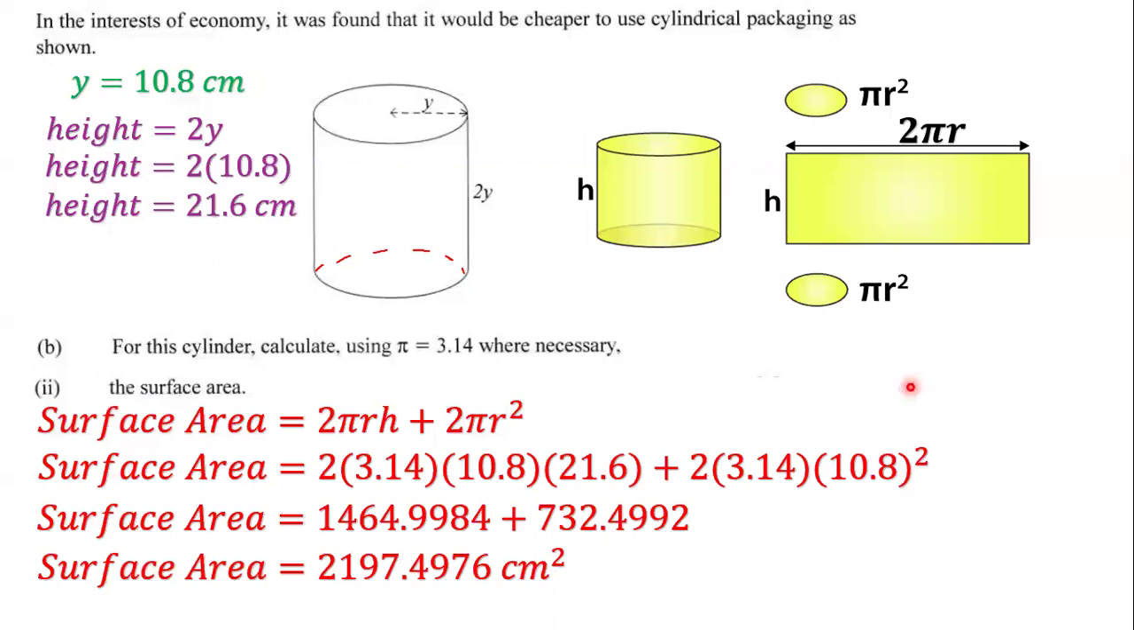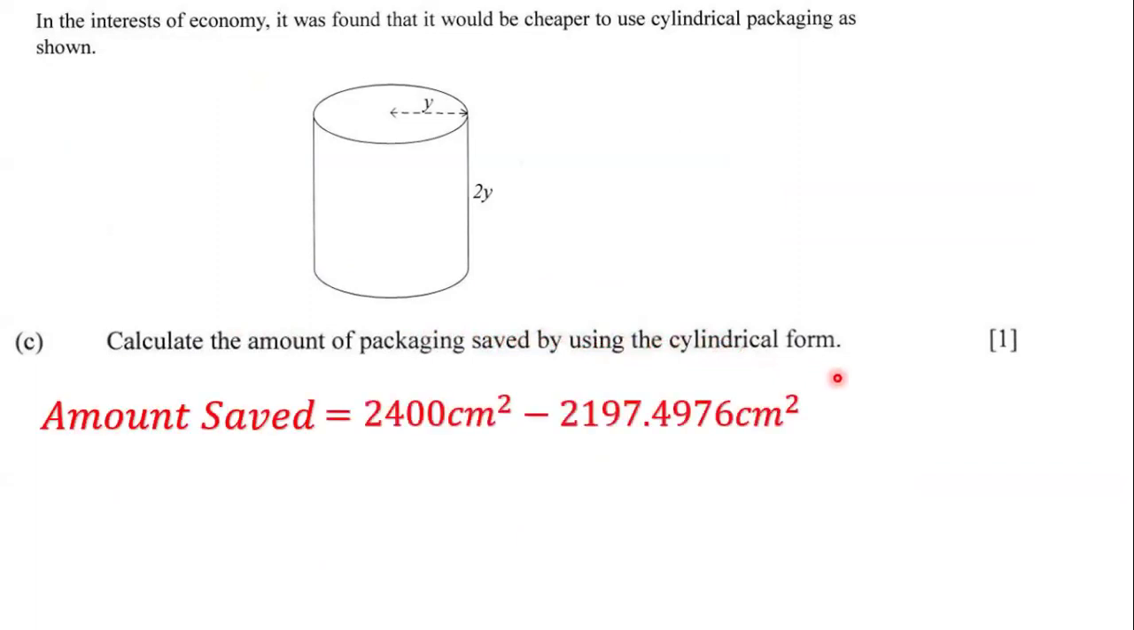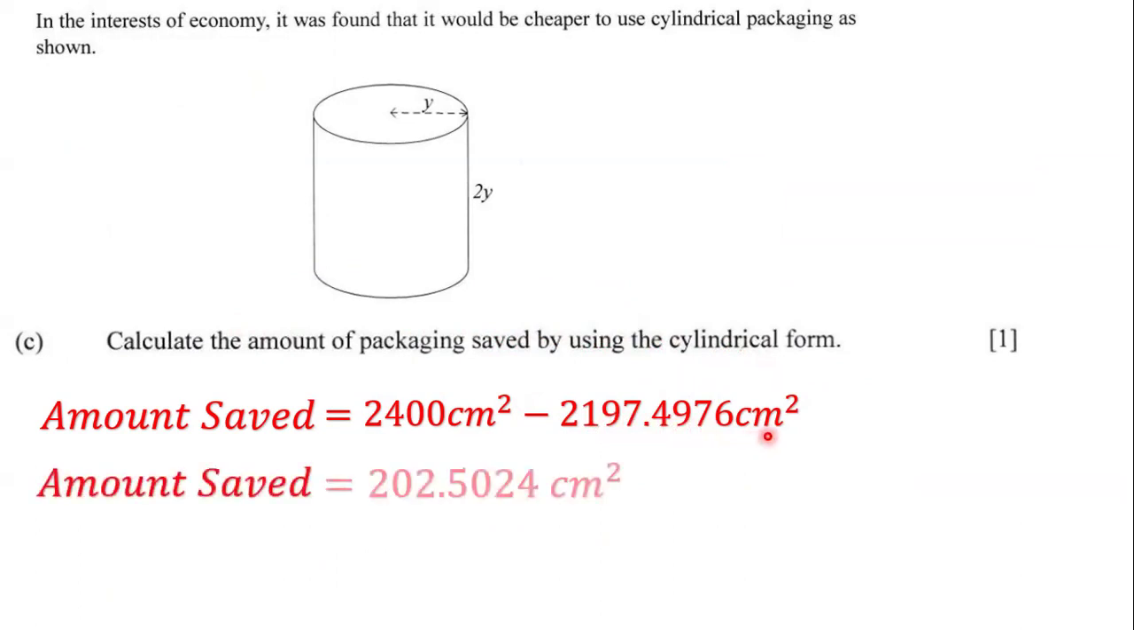Okay, let's move on to the next part of this question. Here, they said to calculate the amount of packaging saved by using the cylindrical form. In order for us to figure out the amount saved, we say 2,400 centimeters squared minus our previous answer, which is 2,197.4976 centimeters squared. When we subtract these two, we get 202.5024 centimeters squared. So the amount saved is 202.5024 centimeters squared. And that's the answer to this particular question.